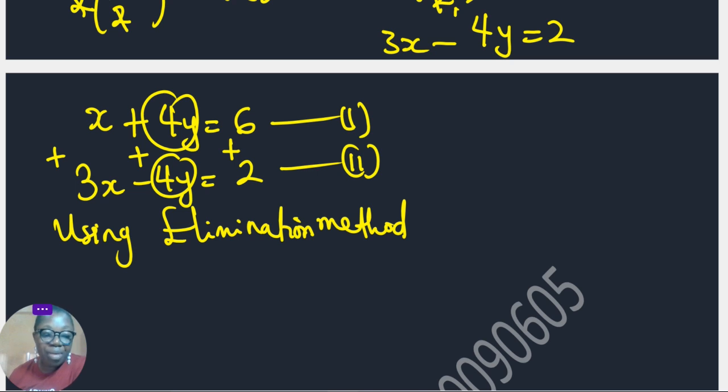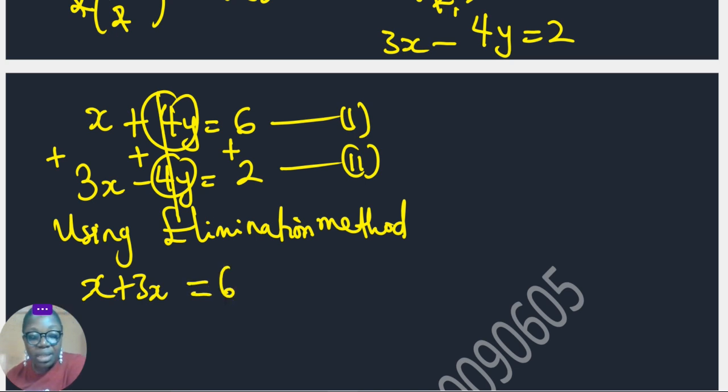So x plus 3x. If you add these two variables that are the same, we're going to get 0. That's why we're striking them out. Equals 6 plus 2. So x plus 3x is 4x equals 8.